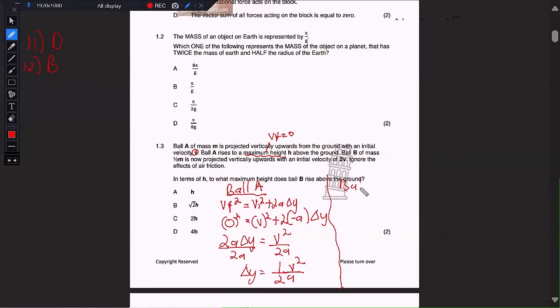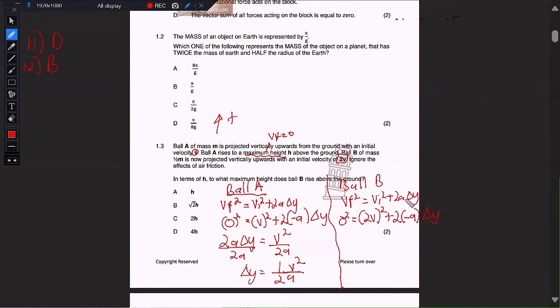So just like that. Now that would be for ball A, right? Now if I were to do the same thing for ball B with the same formula, Vf squared equals Vi squared plus 2a delta y, my Vf, remember it reaches the maximum height as well, so 0 squared. Then the initial velocity for this one is 2v, right? So we have 2v squared there. And then our acceleration, I'm still going to substitute it as negative a, because we know it's supposed to be negative 9.8, if I'm taking upward as positive.